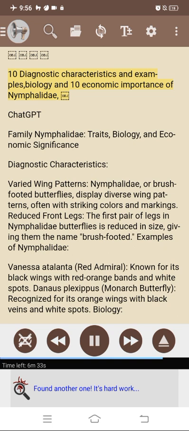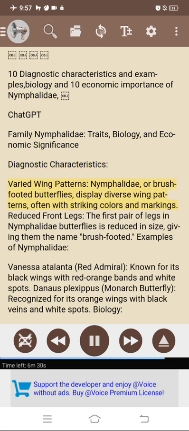10 diagnostic characteristics and examples. Biology and 10 economic importance of Nymphalidae. ChatGPT. Family Nymphalidae, traits, biology, and economic significance. Diagnostic characteristics. Varied wing patterns. Nymphalidae, or brush-footed butterflies, display diverse wing patterns, often with striking colors and markings. Reduced front legs. The first pair of legs in Nymphalidae butterflies is reduced in size, giving them the name brush-footed. Examples of Nymphalidae. Vanessa atalanta, red admiral, known for its black wings with red.